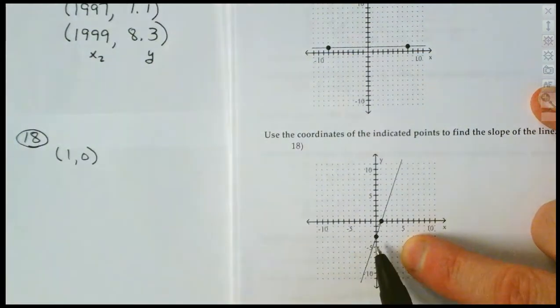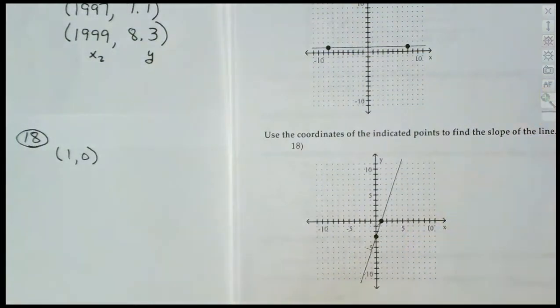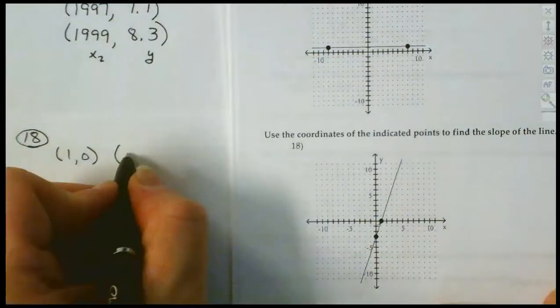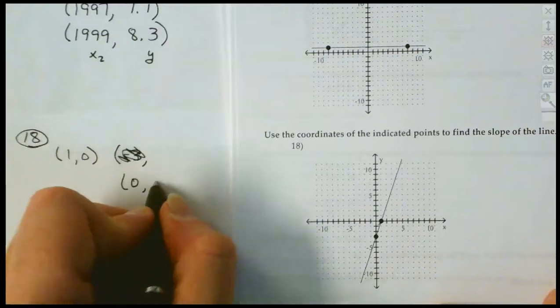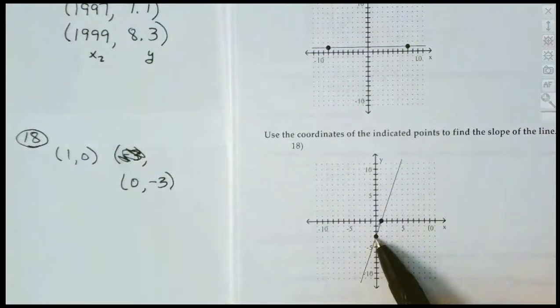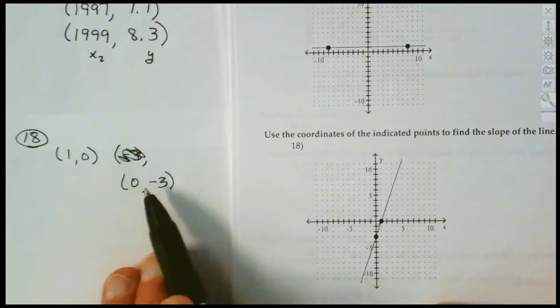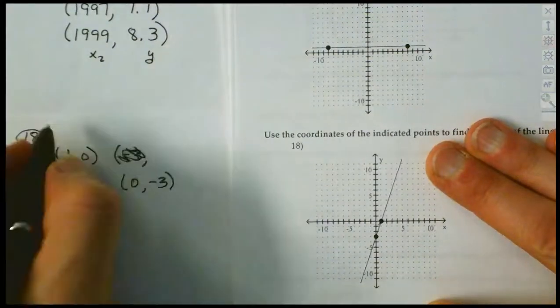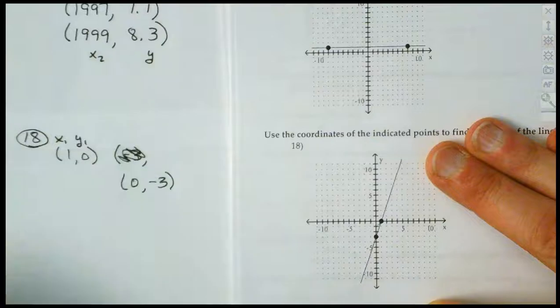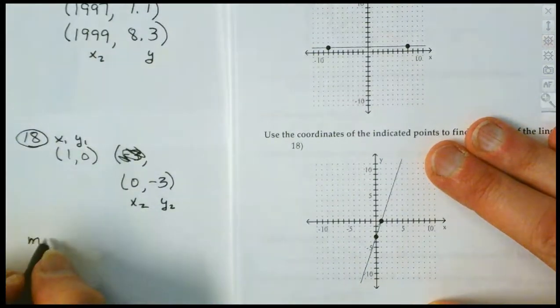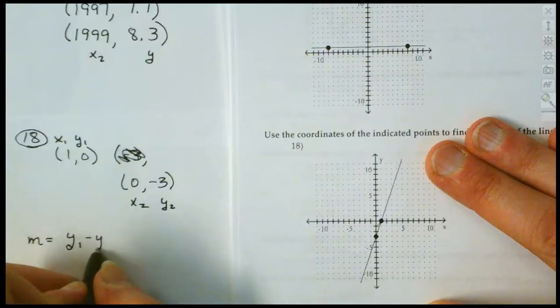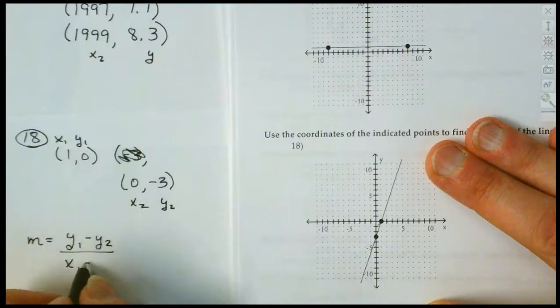And what about our next one? Well, the next point is right here, and it looks like it's going to be right on that 3. So that one would be at 0, -3, because it's down 3 units. X is 0, Y is the -3. What are our ordered pairs going to be labeled? Well, they're going to be labeled X1, Y1, and X2, Y2. We're going to use our formula, Y1 minus Y2 over X1 minus X2.